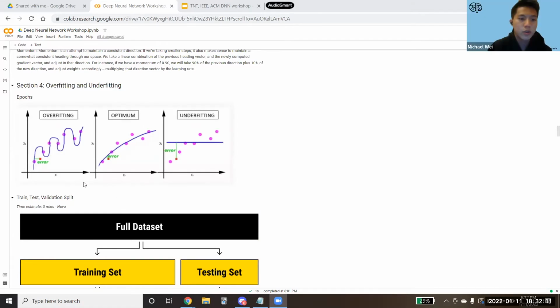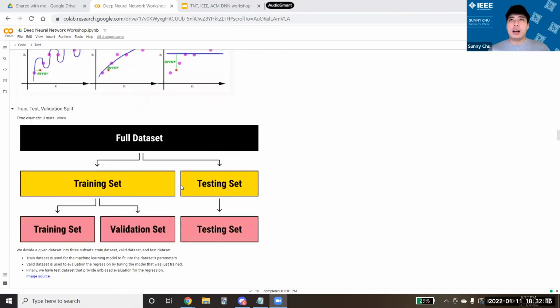Yeah, Sunny, do you want to expand the effect of epoch for overfitting and underfitting? Sure. Give me a second.